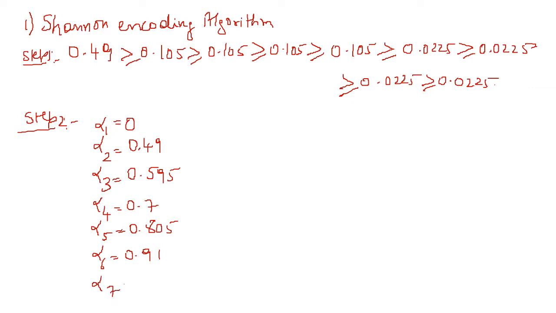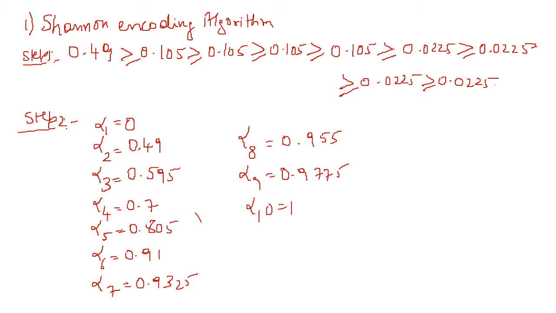Alpha 6 is 0.91. Alpha 7 will be equal to 0.9325. Alpha 8, add the probability 0.0225, so you are going to get 0.955. Alpha 9, you are going to get 0.9775. Alpha 10 will be equal to 1. Okay, so this is step 2 of your algorithm.